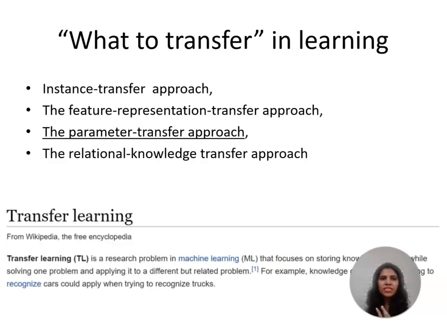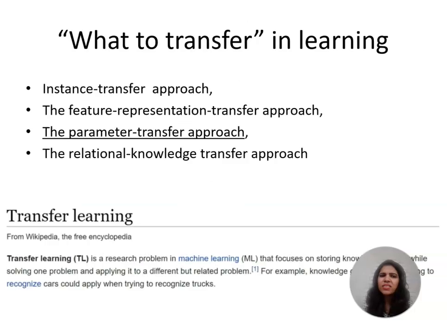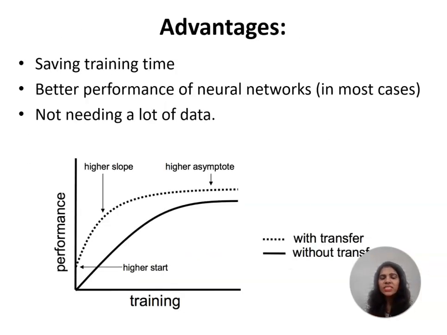Then what are the advantages of transfer learning? These we have already discussed, that's why I skipped. The advantages are: saving training time, obviously, because we are not going to start from scratch; better performance of neural networks, because random weight initialization is not there; and not needing a lot of data.